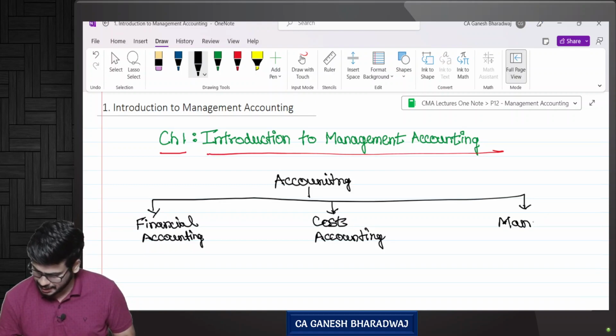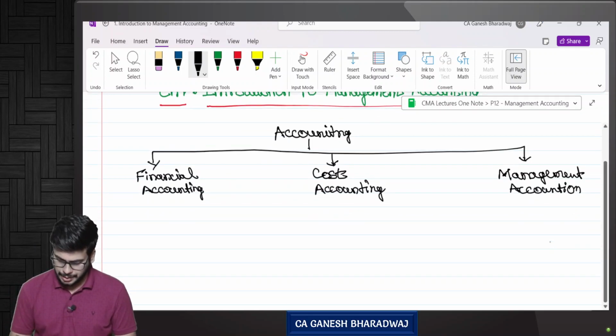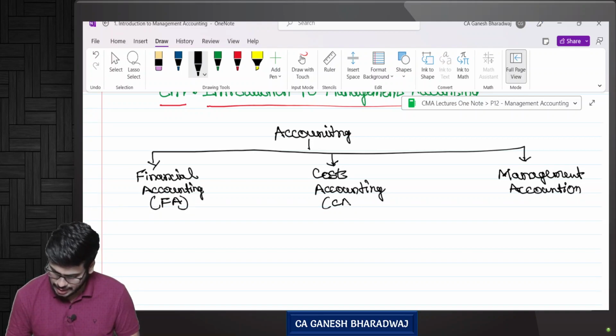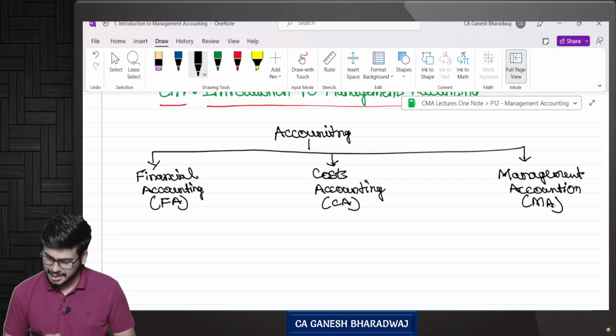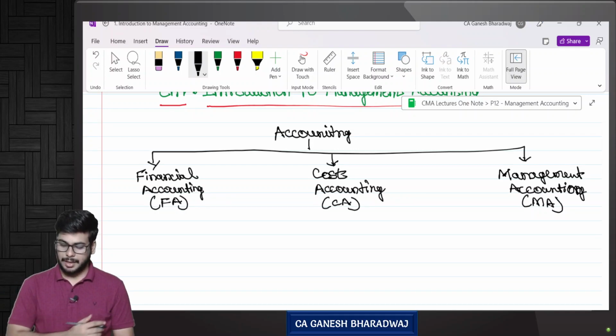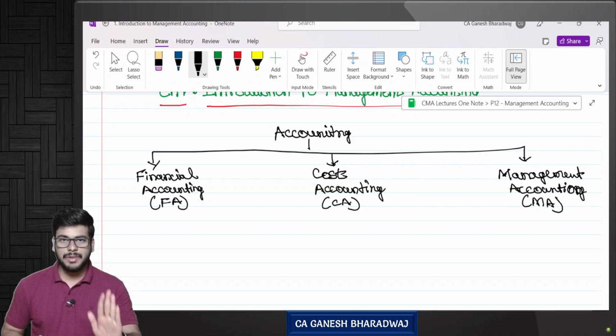Don't worry, I will explain everything. Okay, fine. So for short form purpose, we will call this FA, financial accounting, CA, cost accounting, MA is going to be your management accounting. Now there are three different divisions in accounting itself: financial accounting, cost accounting, management accounting.